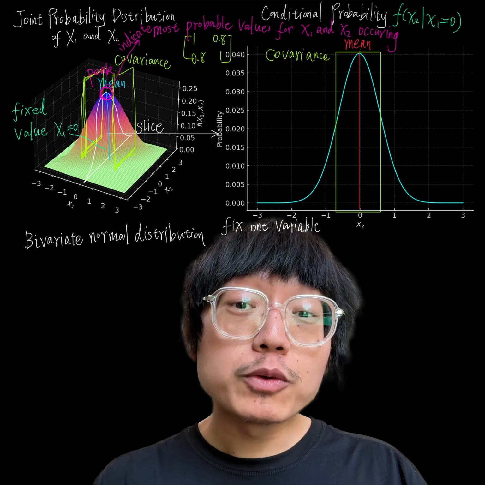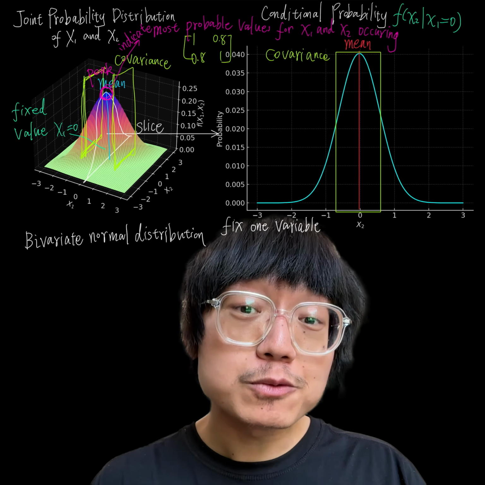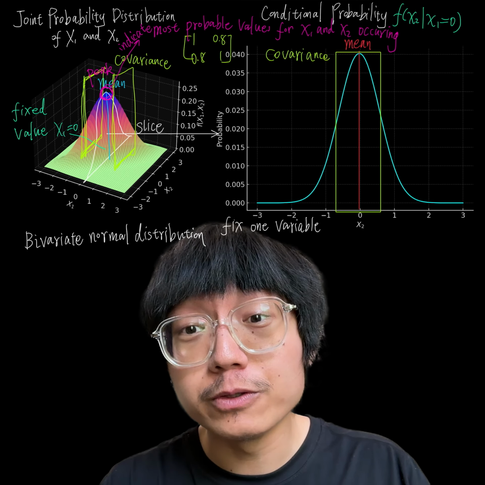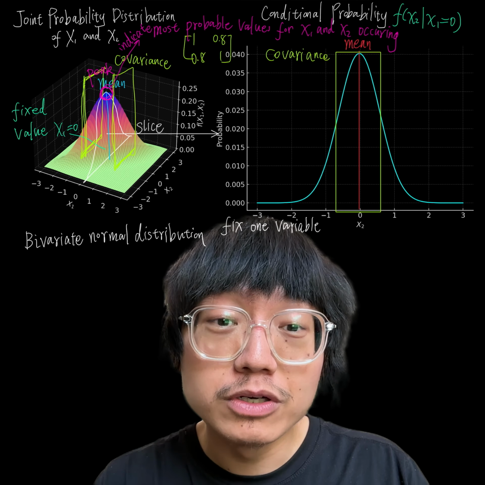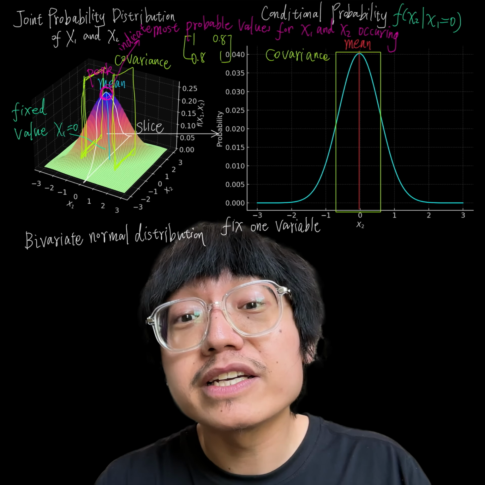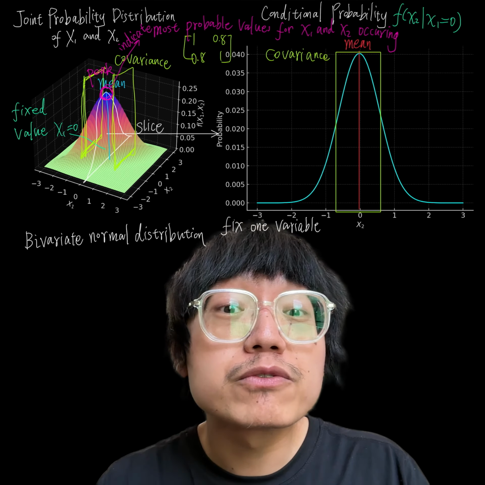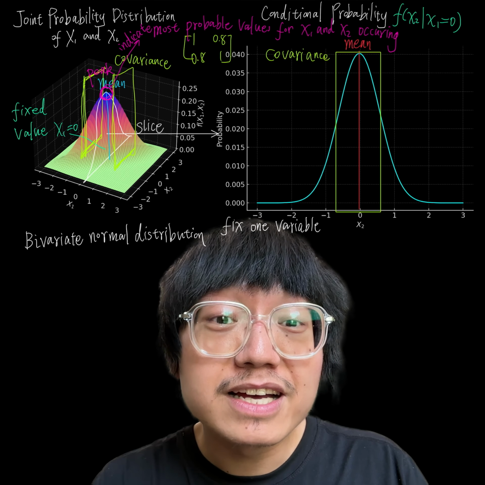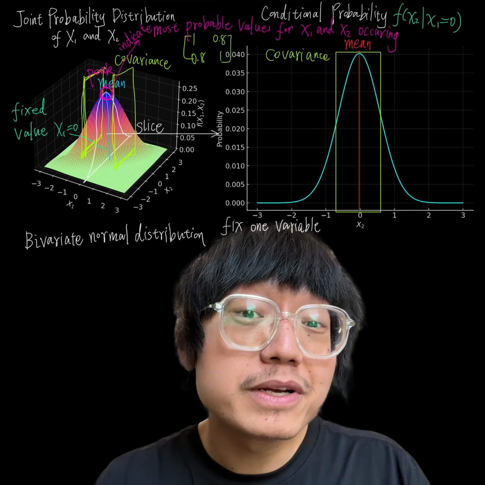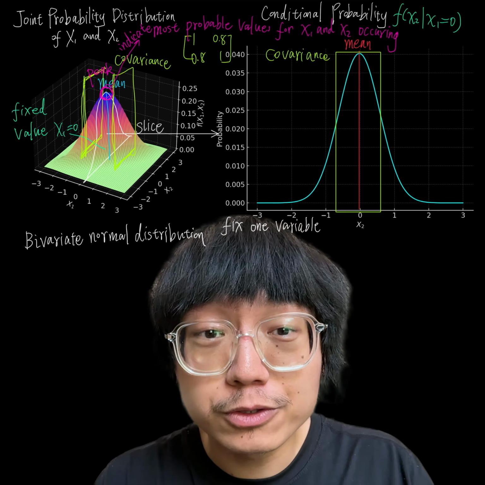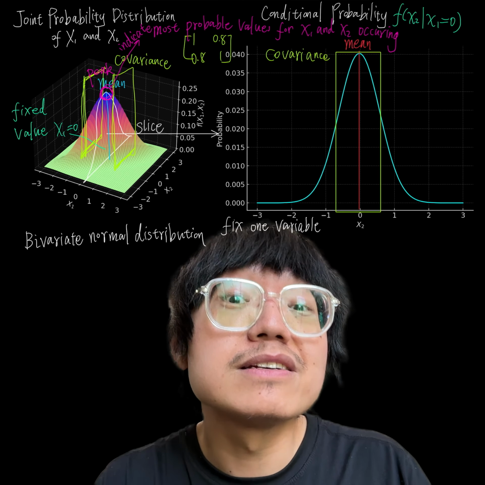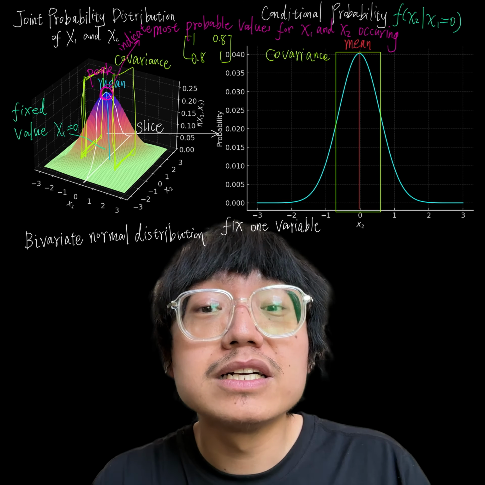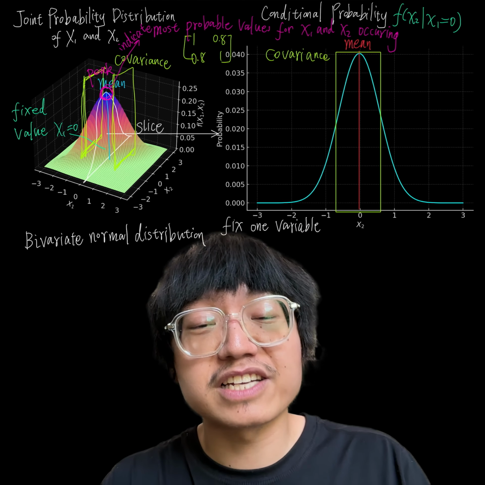When we slice the joint distribution by fixing x1 at 0, we obtain the conditional distribution of x2 given x1 is equal to 0. So this plot is effectively a vertical slice through the 3D plot at x1 equal to 0, which is shown as the line. It displays the distribution of x2, assuming x1 is exactly 0, highlighting how the probability density of x2 varies under this condition.